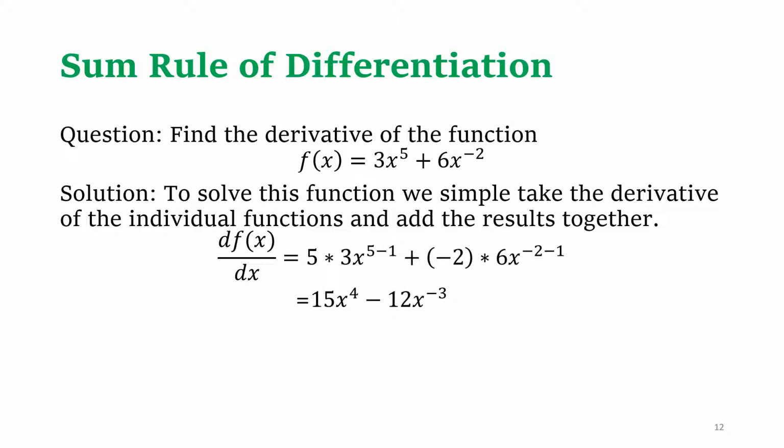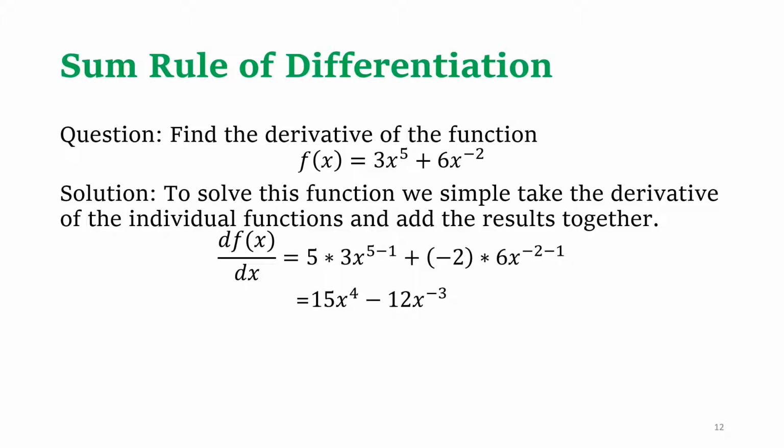So we have these two functions, 3x to the 5 and then 6x to the minus 2. We added them together. So what we do here is what? We find the derivative of the first function, 3x to the power 5, with respect to x. And then we do the same thing for 6x to the minus 2. Once we find those two, we add them together, and that gives us df of x dx. Okay? So to solve it, we simply take the derivative of the individual functions and add the results together. Simple.